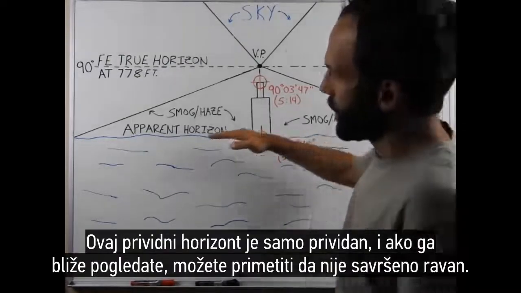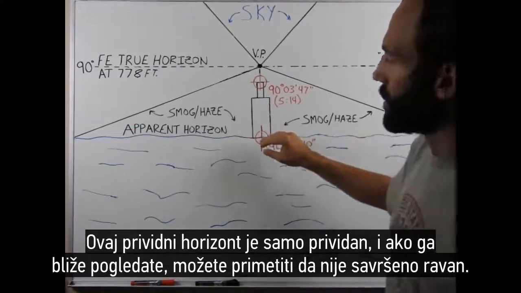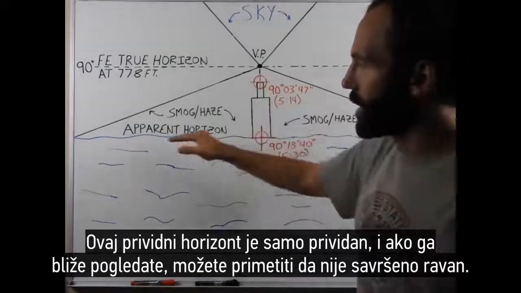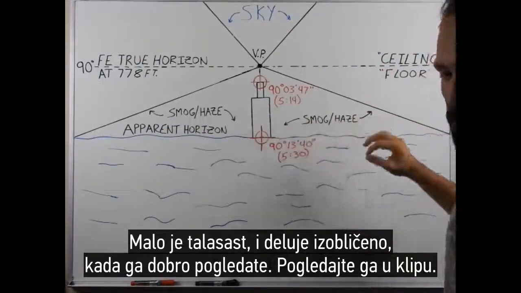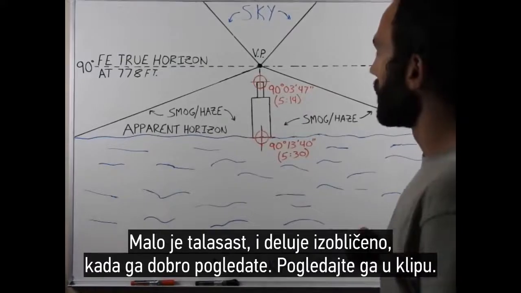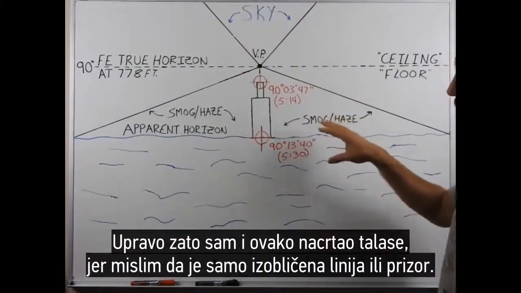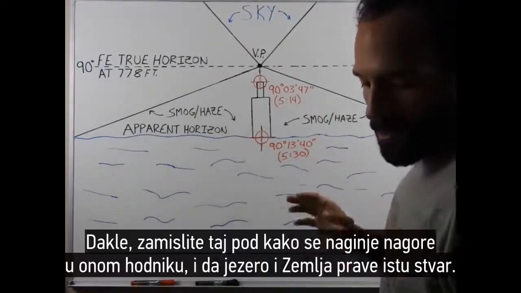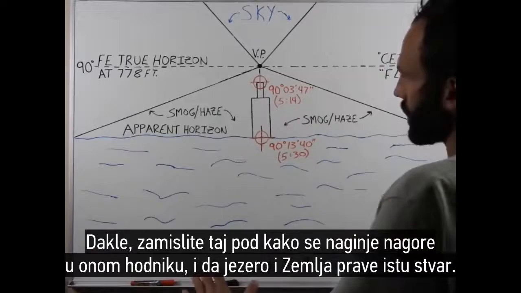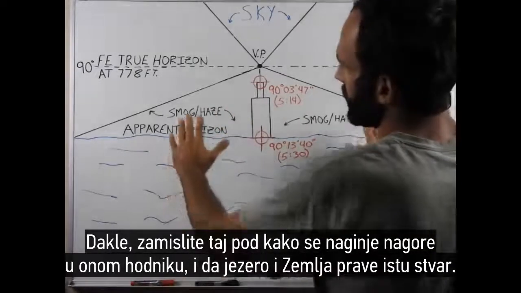So this horizon right here, I think, is just apparent, and if you look at it really closely, you can tell that it's not perfectly straight. It's a little jagged, and it looks distorted when you really take a look at it in the video. And that's why I drew it kind of wavy like this, because I think it's just a distorted line we're seeing.